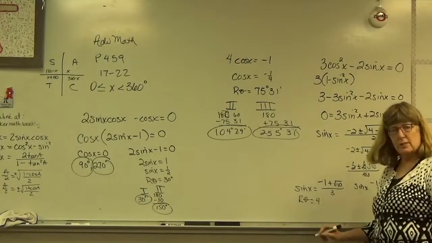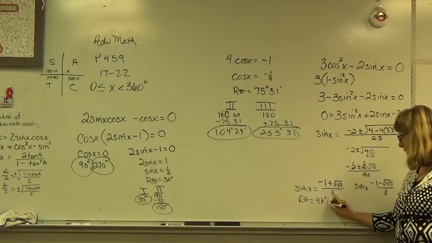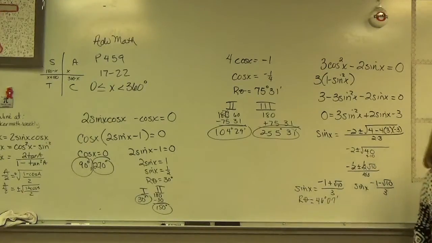So you guys had 46 something? 46 degrees, 07 minutes? You entered it just like I told you to. Negative 1 plus the square root of 10, hit equal, divided by 3. Now you want the sine of it. So you hit second sine of the answer. The answer's down there, if you see it. Hit second again, then hit equal, and then degrees, minutes, seconds.